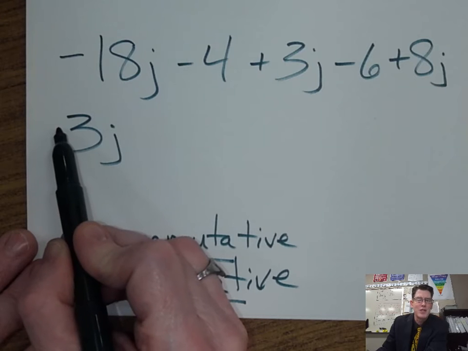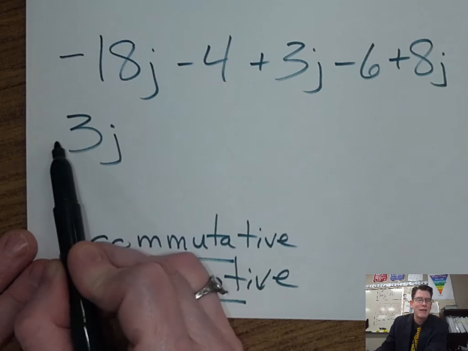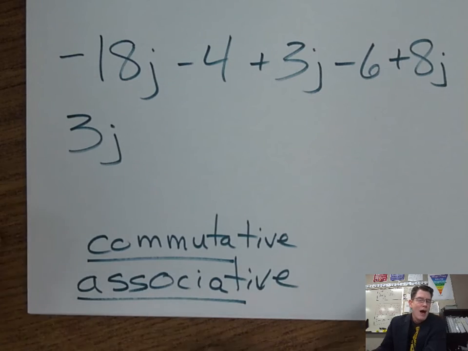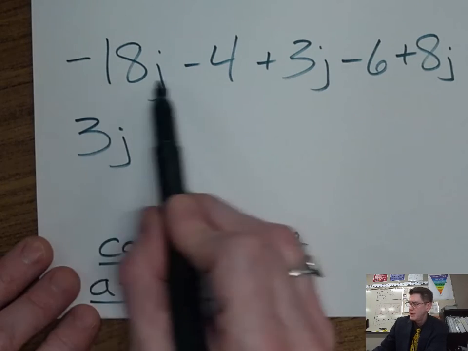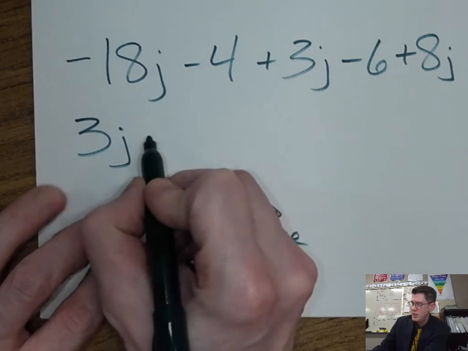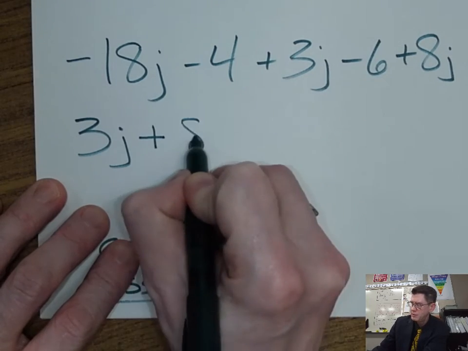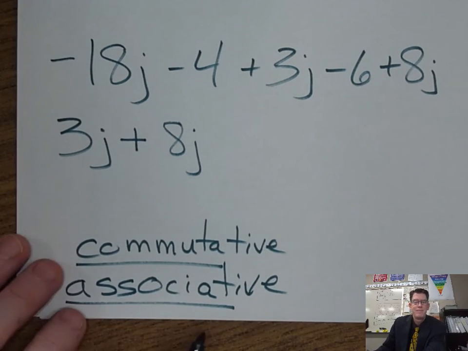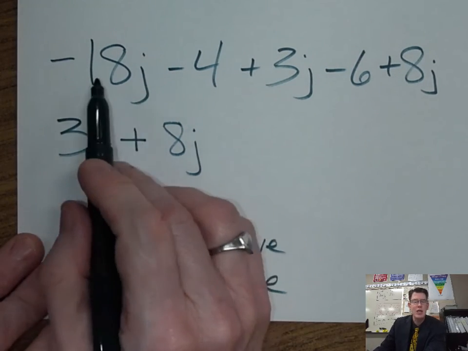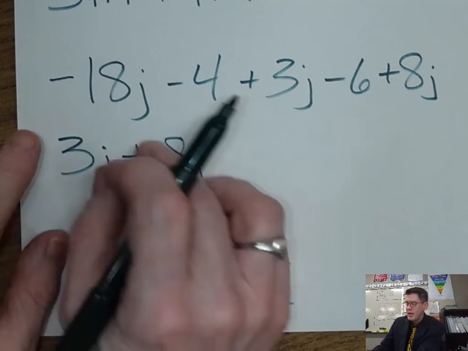I use the word efficient or lazy. I don't want to write the positive because it just takes too much time. I know it's a positive 3j. So plus 3j, I've got this 8j. Why don't I move that 8j next? So plus 8j. And then this negative 18j, I'm going to write this right over here. Take the operation with it.